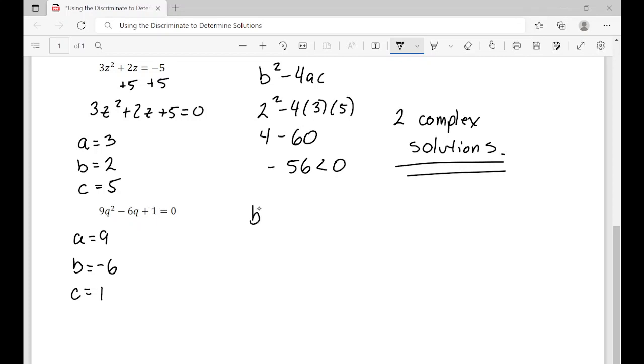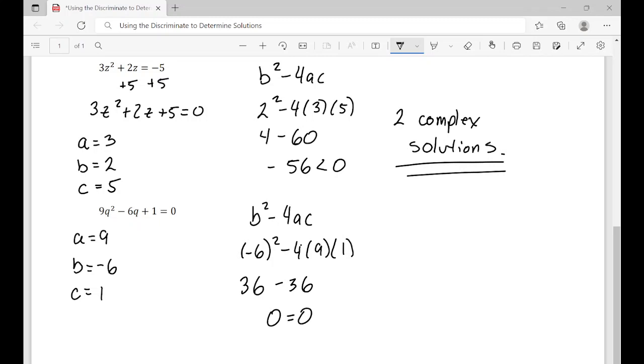So here's my discriminant one more time. Plug all my values in. So negative 6 squared minus 4 times 9 times 1. Negative 6 squared is going to give me positive 36. 4 times 9 times 1 is going to give me 36 as well. That's going to give me 0. And obviously 0 is 0. So if the discriminant equals 0, then we can say that there is only going to be one real solution to this equation.